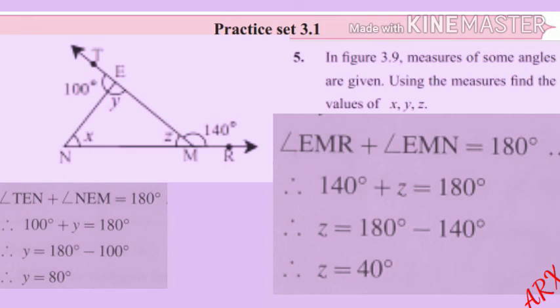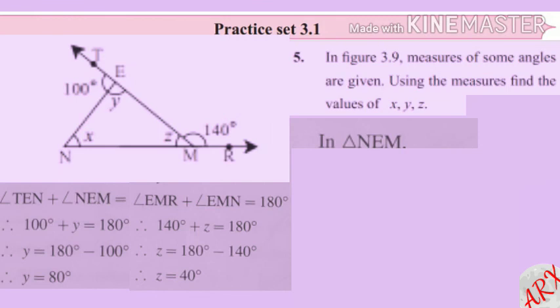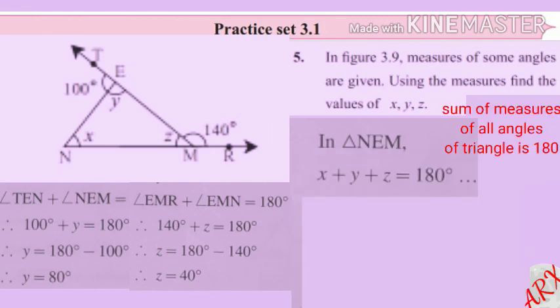After putting values, 140 plus z equal to 180 degree. Shift 140 towards the right hand side. Z equal to 180 minus 140. Z equal to 40 degree. Now, as we know, in triangle NEM, the sum of measures of all angles of a triangle is 180. That is why, after putting values, we will get x plus 80 plus 40 equal to 180 degree.